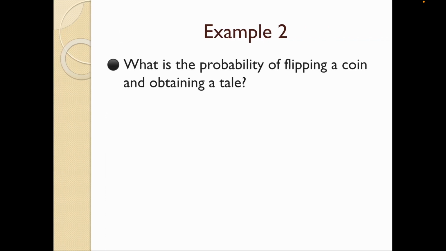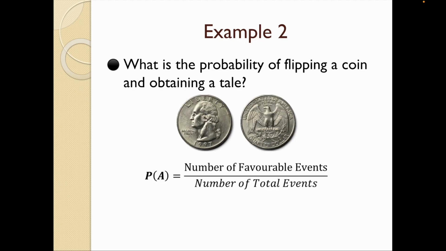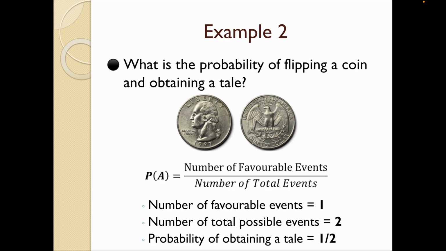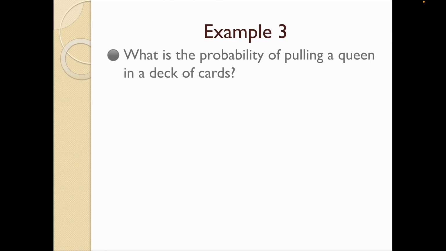Let me try do it for this one now. Flipping a coin to obtain a tail would be what then? One out of two, right? Okay, so one out of two, which is a half. We could also put it as a percentage. So we basically convert half to a percentage, right?